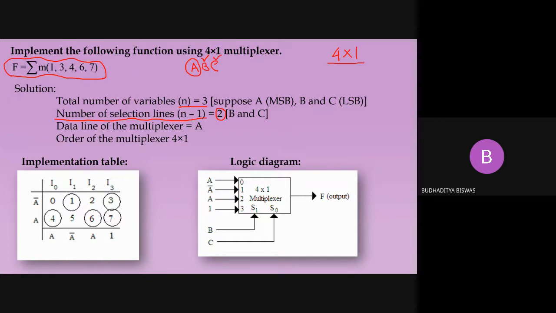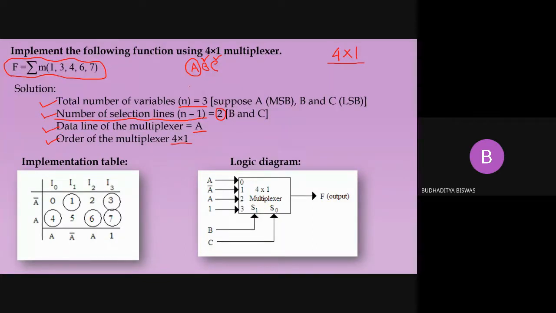So the two selection lines are B and C. The data line of the multiplexer should be A, the MSB of the given function. So the order of the multiplexer is 4 cross 1. Just read this so that you understand the 4 lines. Before you go for the implementation of the given function, you need to understand the meaning of the 4 lines.